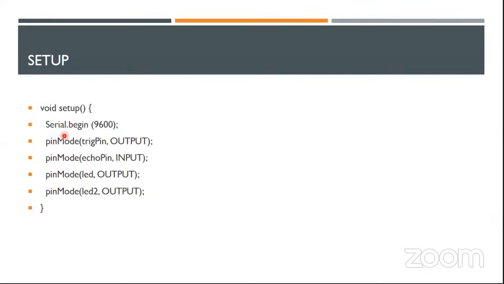Then this is the setup. Serial.begin 9600. I will explain what Serial.begin 9600 is here. Then pinMode: trigger pin output, echo pin input, LED output, LED2 output. So the trigger pin, LED and LED2, all these three, I define as output, and the echo pin I define as input. I am just defining what are the outputs and what are the inputs that I want to handle. So in void setup, we have one new thing, Serial.begin, and pinMode, where we are defining input and output only.